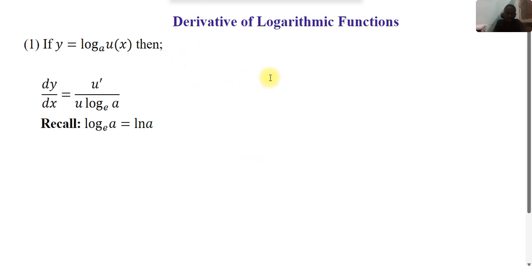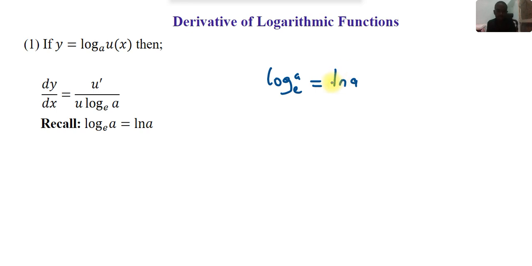Okay, you can as well write it in another form, and if you recall that you can express log a base e, that's the natural log of a, in this form, ln a. So if you recall that this equals ln a, I will simply replace what I have in the denominator with ln a. Then we're going to have that formula expressed in this manner.